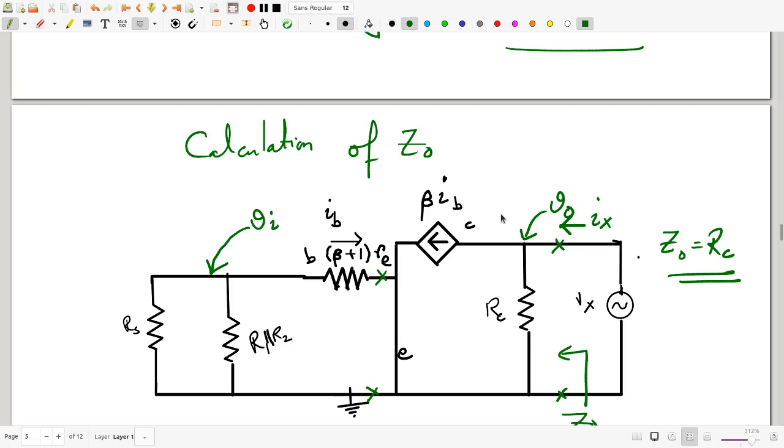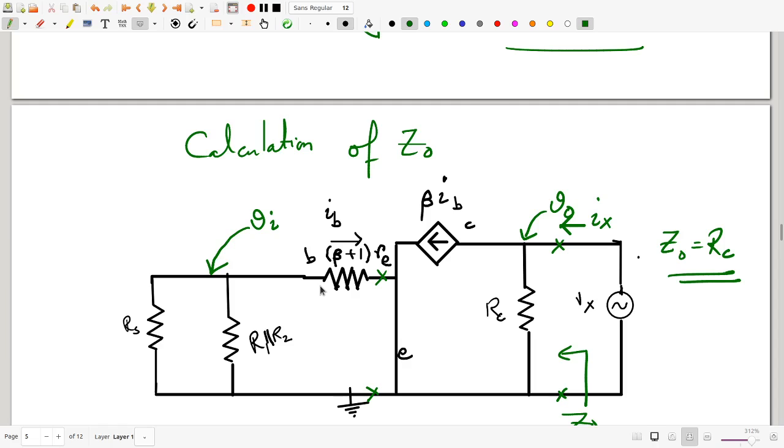But notice that whatever Ix comes in here gets divided into two pieces. One goes through this, the other goes through RC. But this current is beta IB. And how much is IB? Well, you can find out IB by looking at this side of the circuit. And it's very easy to convince yourself that because there is no source voltage here and there is no other source anywhere, for this approximate version at least IB must be 0.